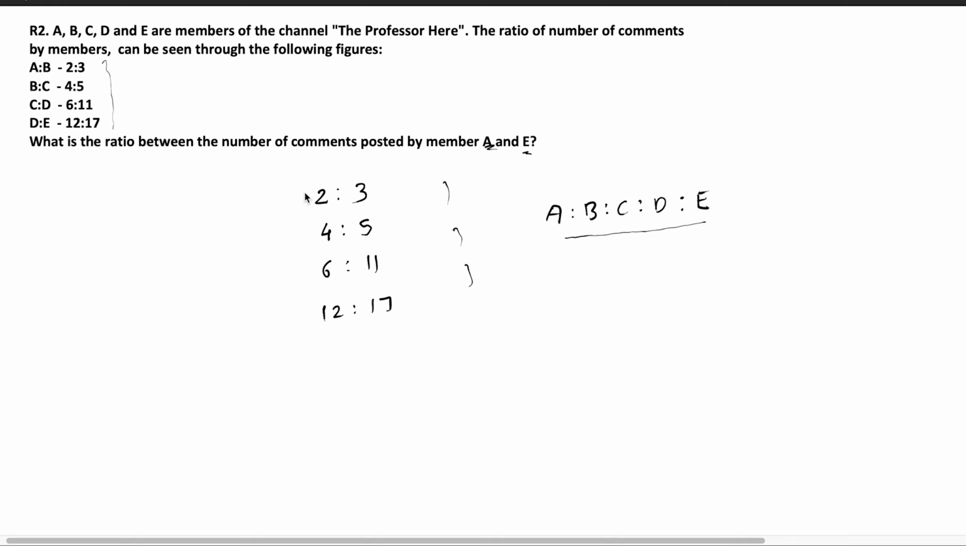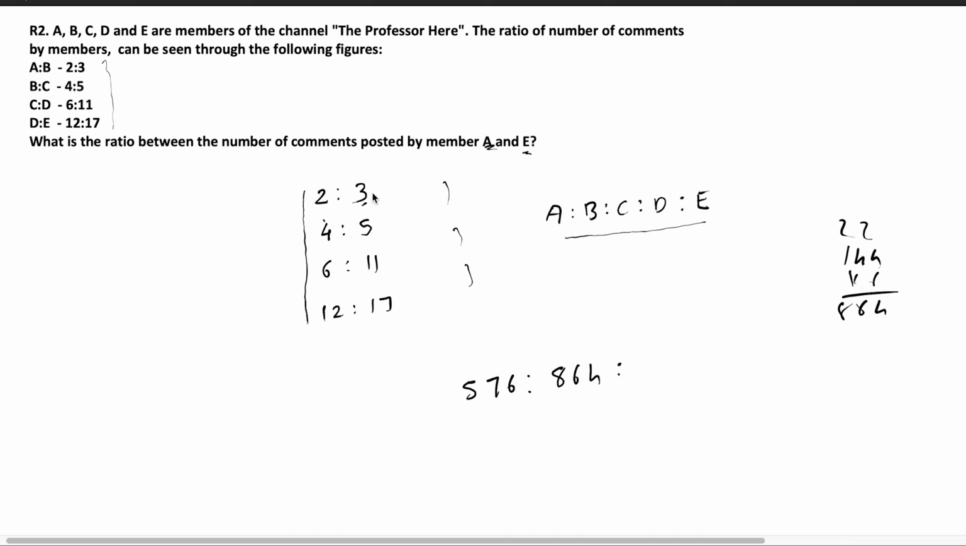The second method was to multiply everything that is in line here: 2, 4, 6, 12. So 2 into 4 is 8, 8 into 6 is 48, 48 into 12 is 576. To find the second one, you have to multiply 3, 4, 6, 12. 3 into 4 is 12, 12 into 12 is 144, 144 into 6 is 864.